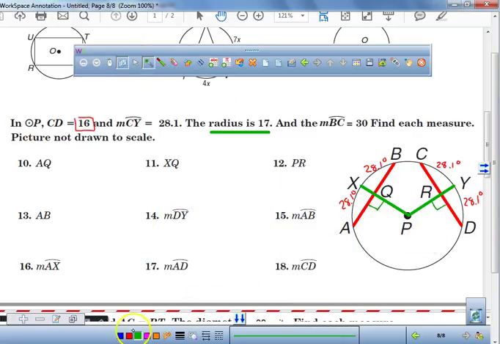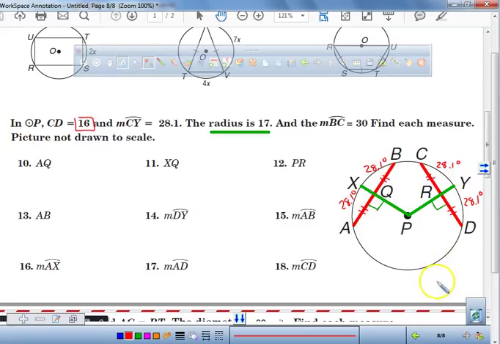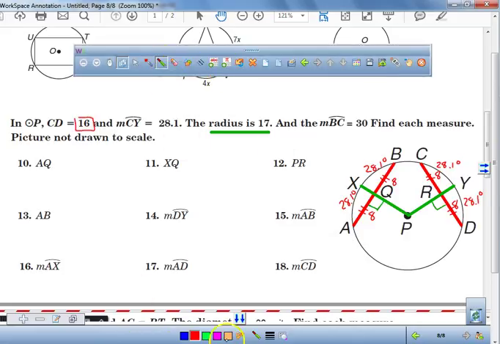Now, here's what I want you to do on your paper. On your paper, I want you to mark that this segment is equal to this segment. So put a couple of little tick marks right there. Which means, if this is a 16, and I cut it in half, that means this is an 8, this is an 8, this is an 8, and this is also an 8. Now, the last thing we're going to talk about right here, it says the measure of arc BC is 30, which means this arc right in here. I'm just going to write 30 degrees.